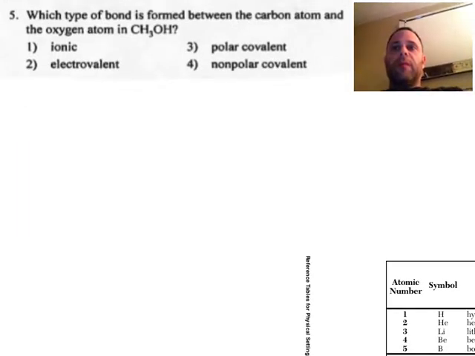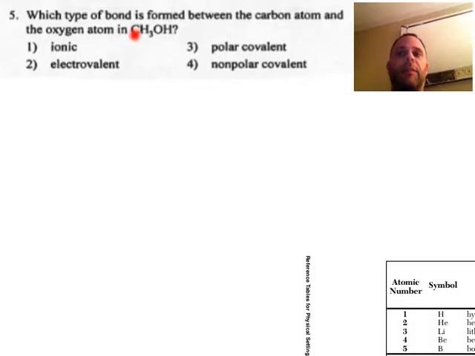Question number 5. Which type of bond is formed between the carbon atom and oxygen atom in a molecule of CH3OH? First thing I do is I inspect. Do I see metals, non-metals? As I inspect, I notice a non-metal, non-metal, and non-metal. In no way, shape, or form can an ionic bond be present unless I have ions being formed. And that cannot happen with nonmetals.